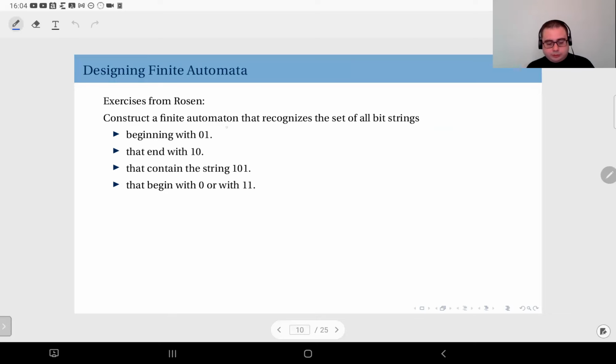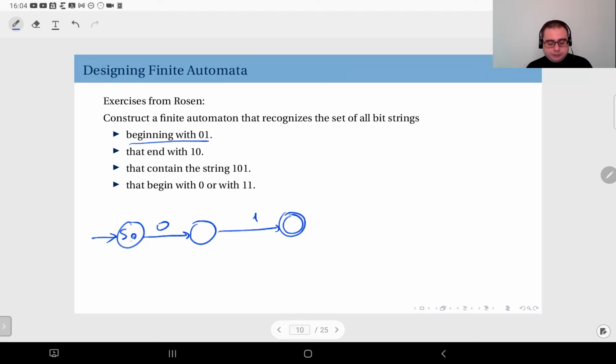Construct the finite automaton that recognizes the set of all bit strings beginning with 0, 1. So I have an initial state, and I want the first two inputs to be first a 0 and then a 1. So a 0 takes me here, and a 1 takes me to my accepting state. So how about the rest of the behavior?